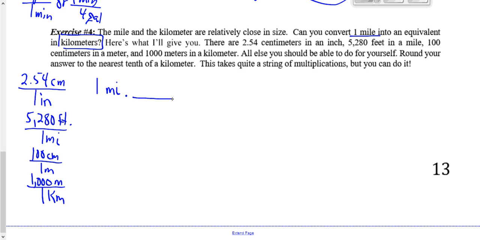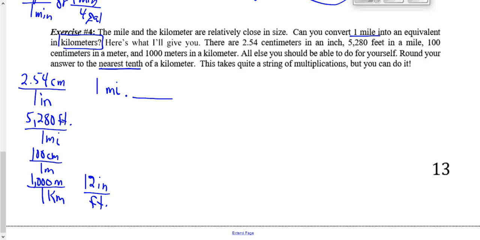Okay, so we're going to take a minute and see if you can work it out. With the final answer, they say to round to the nearest tenth, okay? So when you get done, just to the nearest tenth of a kilometer. There's also 12 inches in a foot.